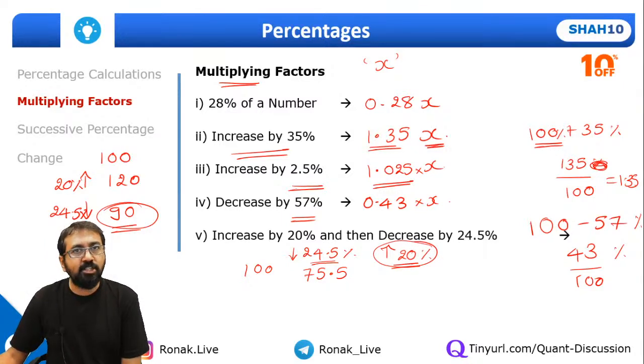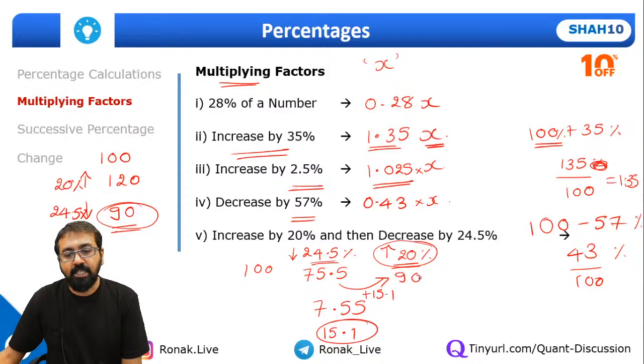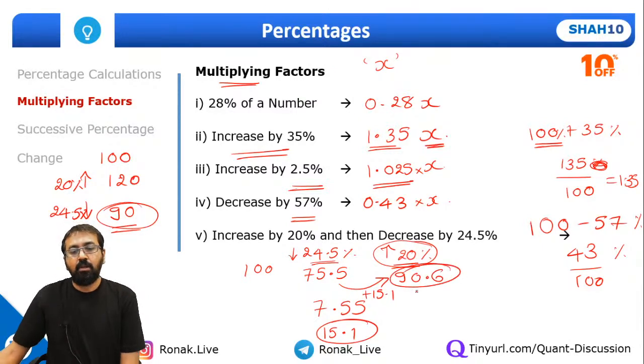So finding 20% of this number is very simple, because 10% will be 7.55, right? So double of 7.5 is 15, so what will be the double of 7.55? It will be 15.1, right? And you want to increase by 15.1, correct? So this will come out to be 90.6.